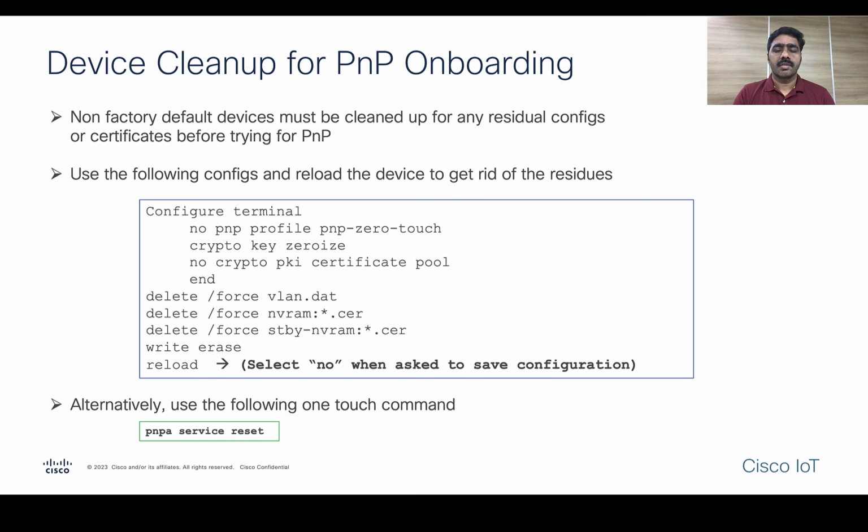So far we discussed how to onboard a new switch onto Catalyst Center using plug and play. In case you wish to run PNP on an existing device or one that has already been configured, a device cleanup is necessary. You could use the following configurations to clean up the device, or even better, use the one-touch command PNP service reset to bring the device to a factory default state.